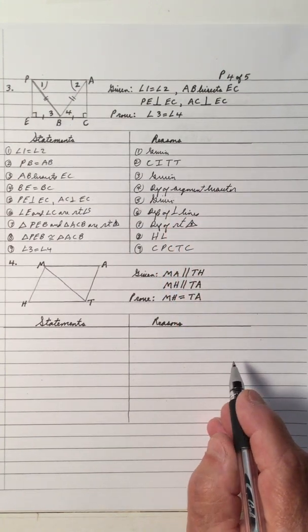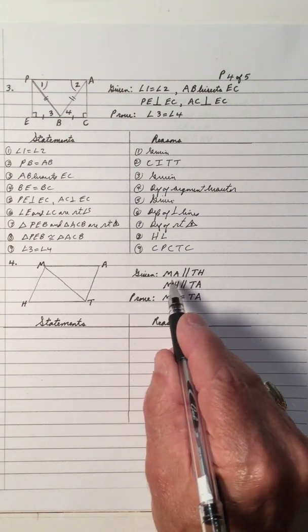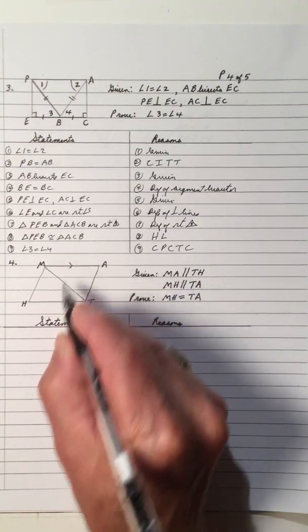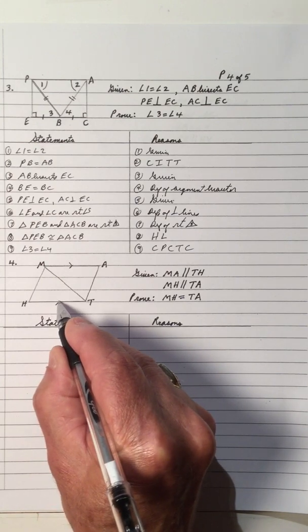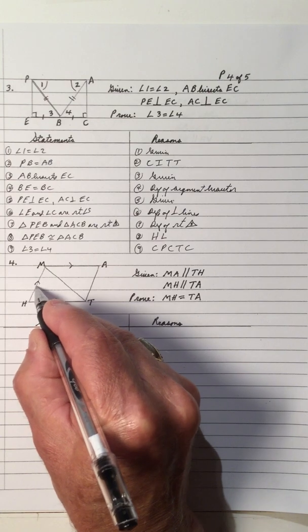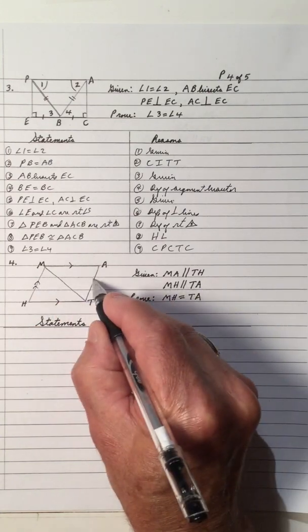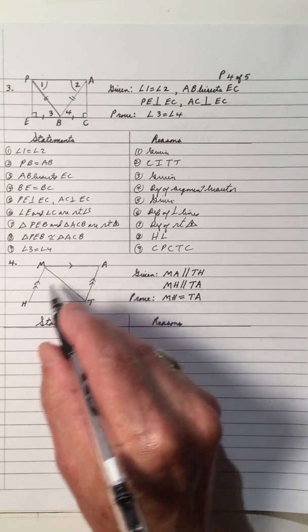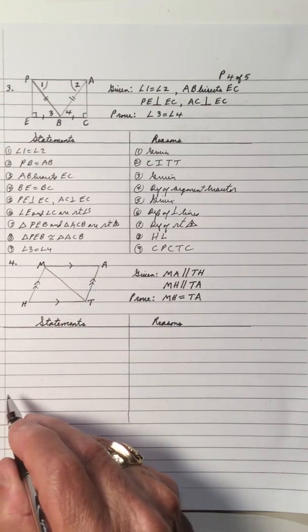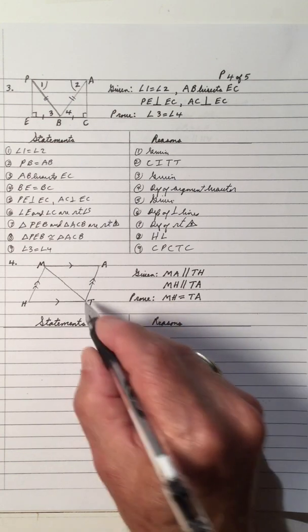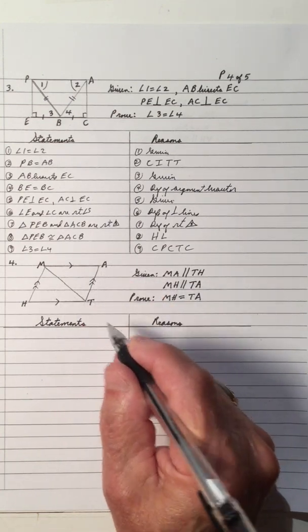Number 4. You've got to do the proof. MA is parallel to TH. MH is parallel to TA. This is one stroke, indicating these two are parallel. Two strokes, these are parallel. And I have to get that MH equals TA. I need to prove the triangles are congruent.